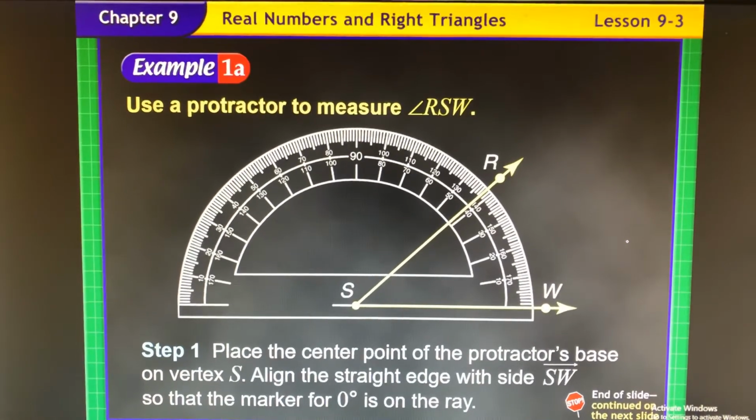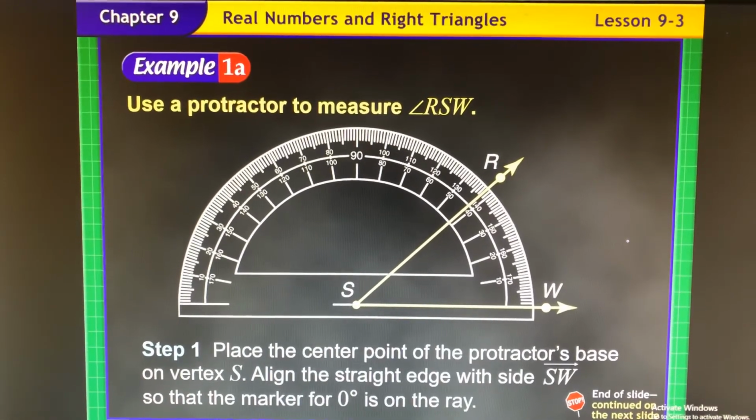Okay, we get to go through section 9.3 together from the PowerPoint as if you were in class with us. If you recall, I talked about the protractor and I talked about the 4 different kinds of angles we have: acute, obtuse, right, and straight.